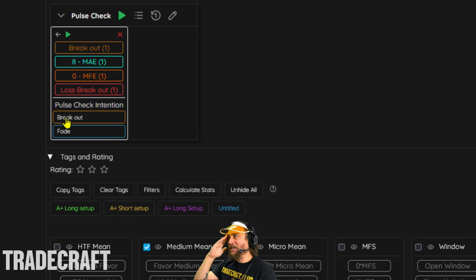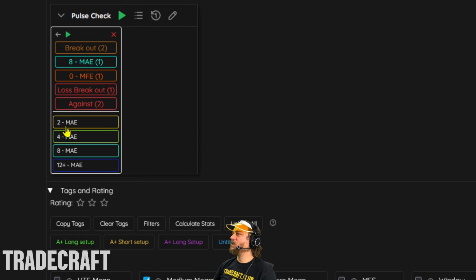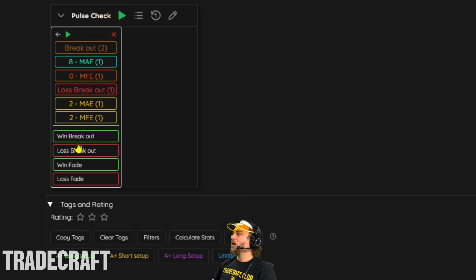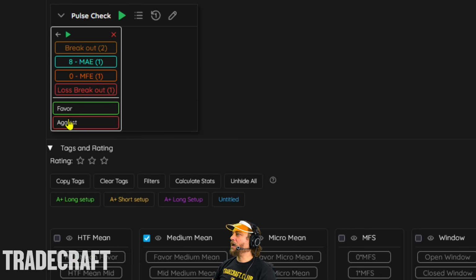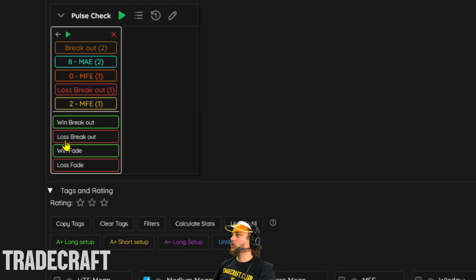I'm like, my intention is a breakout. And then the trade immediately went against me 2 ticks, but then it went in my favor another 2 ticks. But then it sort of went against me 8 ticks. So what I would do is I would hit this arrow and go back and say, hey, it did go against me 8 ticks, actually. And then it went in my favor 2 ticks overall. But the breakout was a loss.